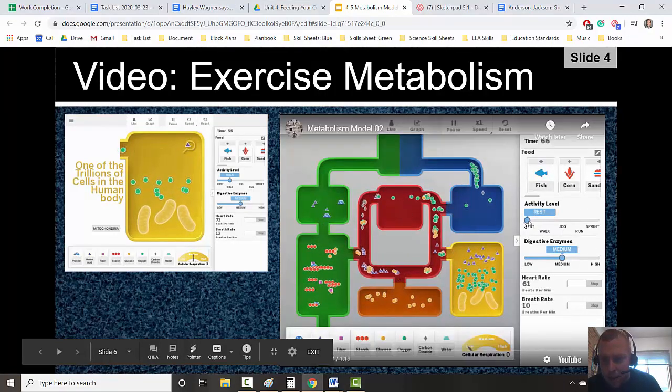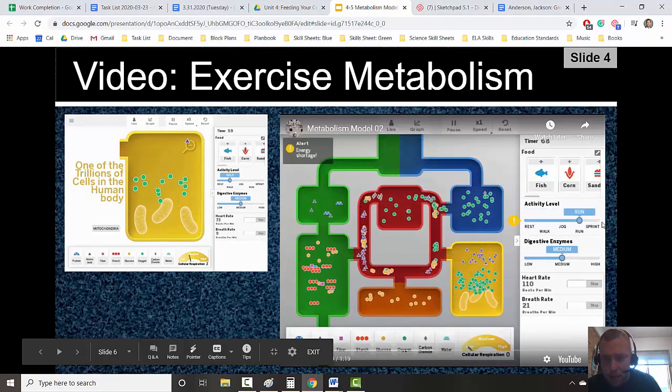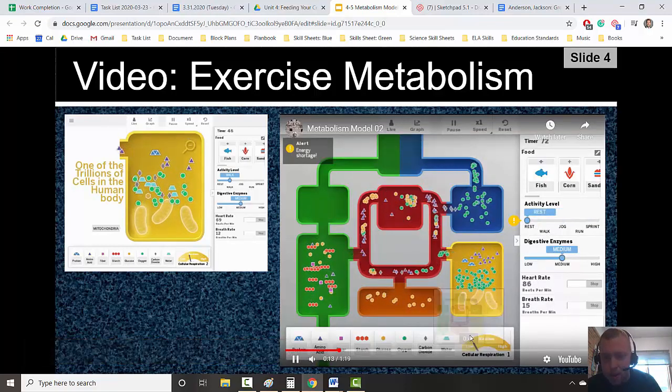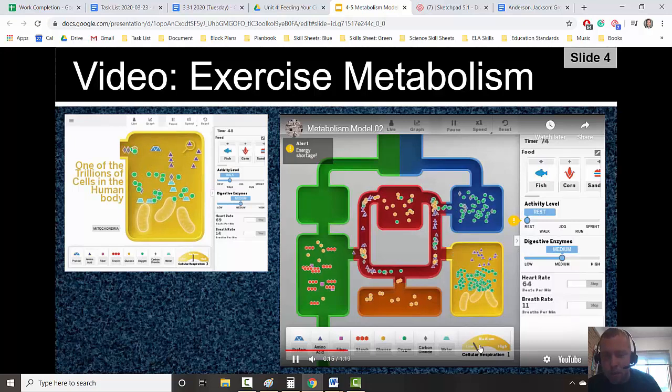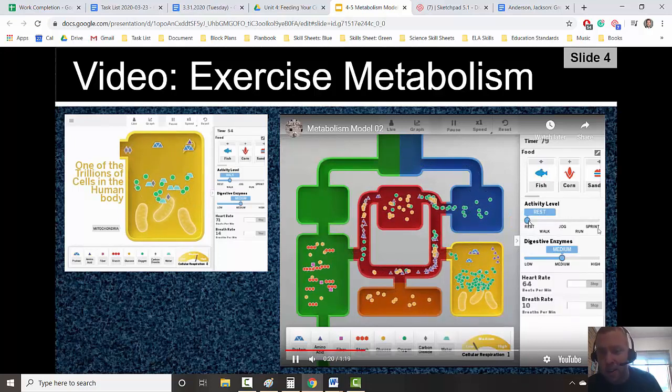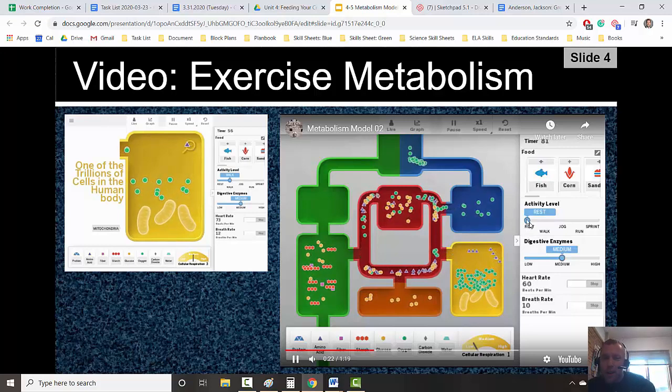So you notice I'm kind of going from rest, now I'm trying to sprint. And you'll notice that we need some cellular respiration, but the problem is we don't have enough cellular respiration at the moment. So that's why we're not able to really do much sprinting. We had to go back to rest because we got tired. And you might notice that too.